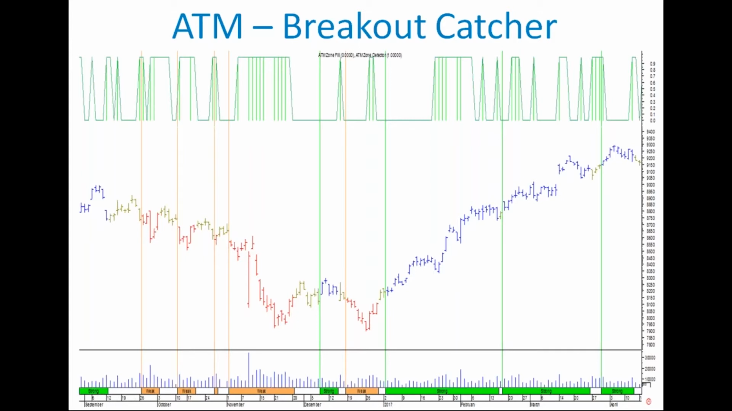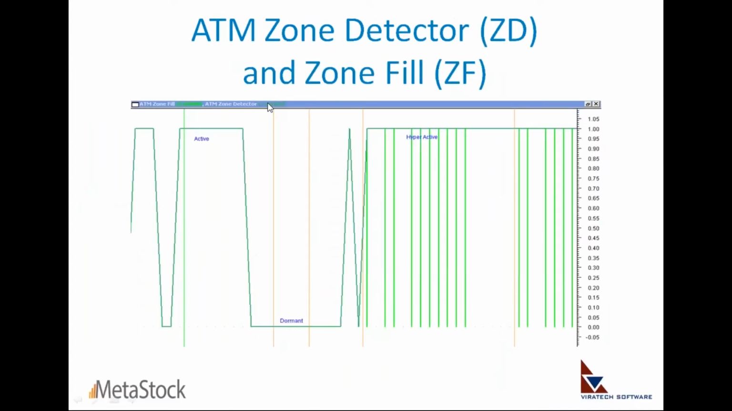Now the other thing which I'm definitely going to talk about is the indicator right on top, which is the zone detector. So let's get into the zone detector first, and then come back to that chart and discuss it. The zone detector, when it's at a value of 0, indicates that the market is dormant. And the zone detector is actively studying both volume and volatility data. And if there is really a lack of volume and volatility, or the market looks sideways, it is at a value of 0 or dormant.